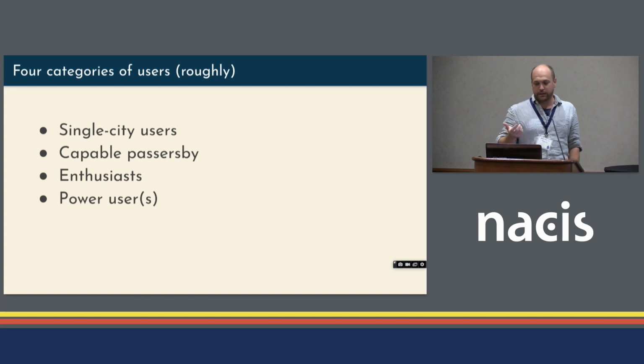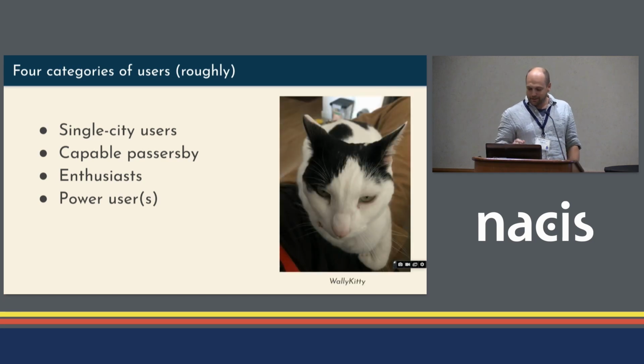Capable passersby, I called people who did some work, and you could see they understood it and they got into it, but they didn't really do a lot more. And enthusiasts, maybe 20 to 150 sheets or that kind of thing, would really do a whole town like New Iberia and be really into it. And then the power user group of one, the username was Wally Kitty. And I got a picture later of Wally Kitty. So that's the power user group.